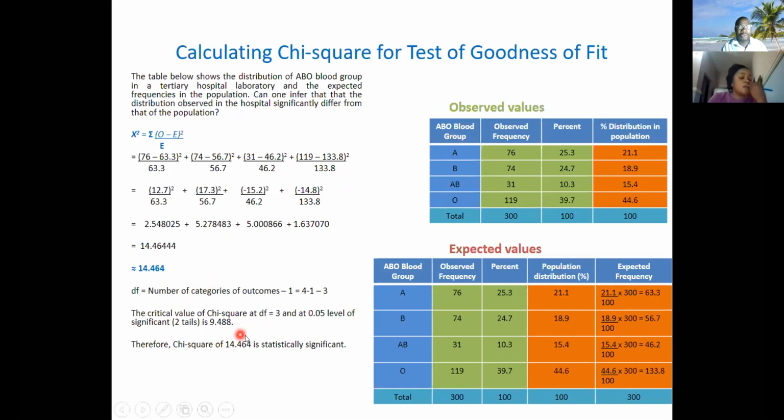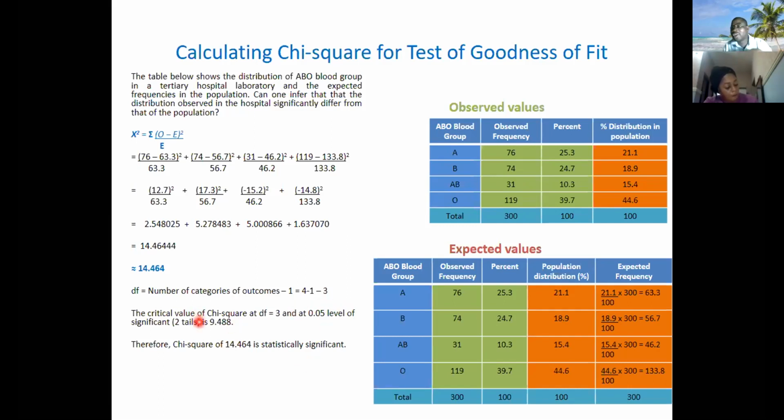Now, how do you calculate the degree of freedom? If it is a contingency table, it is the number of rows minus 1, multiplied by the number of columns minus 1. Row minus 1 is the degree of freedom for the row variable, and column minus 1 is the degree of freedom for the column variable, so you multiply the 2. But in this case there is only one variable, so it is the number of categories of that variable minus 1. So the degree of freedom is 3, which is 4 minus 1.